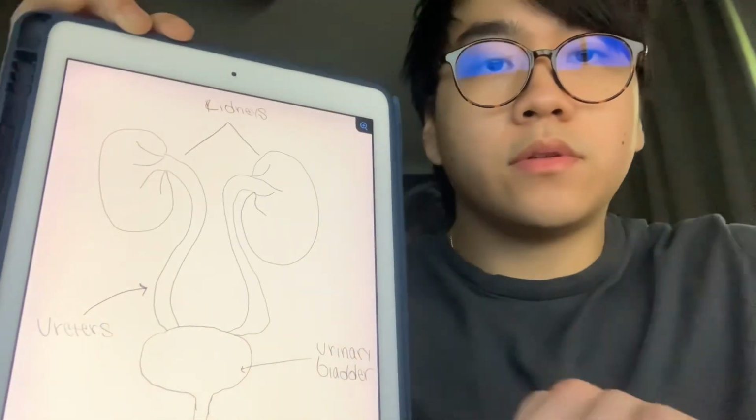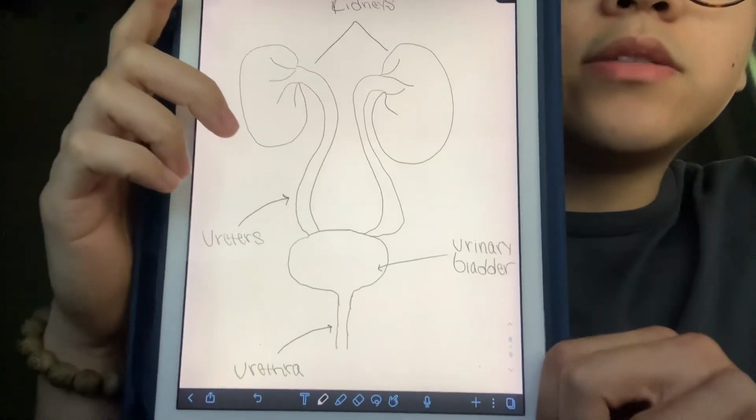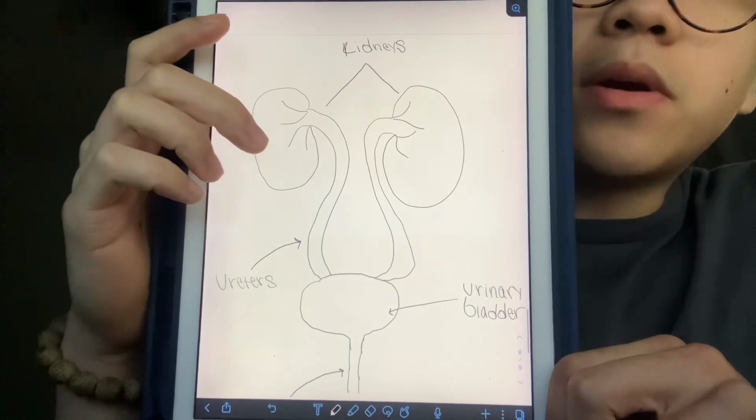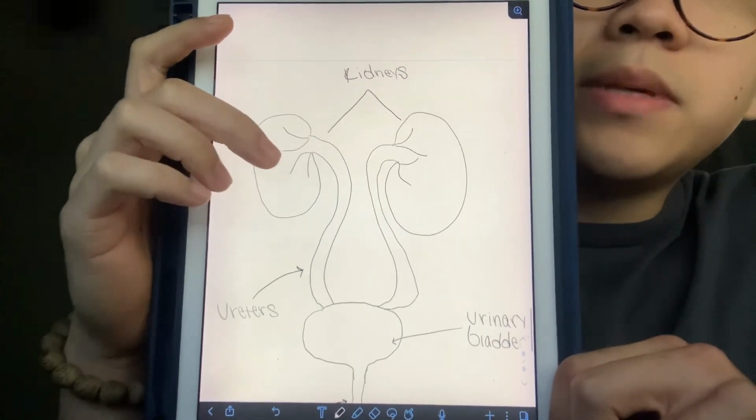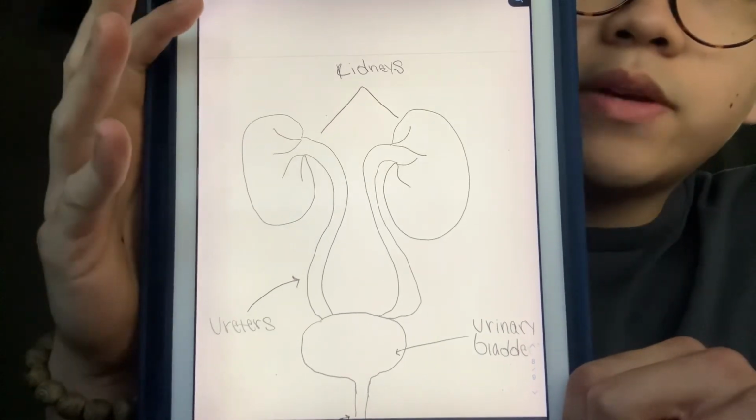So let's start off. This diagram displays the urinary system, in this drawing I made over here. Let's go over the first part. The most important parts are the kidneys. We have two kidneys in our body, and the kidneys have several different functions.